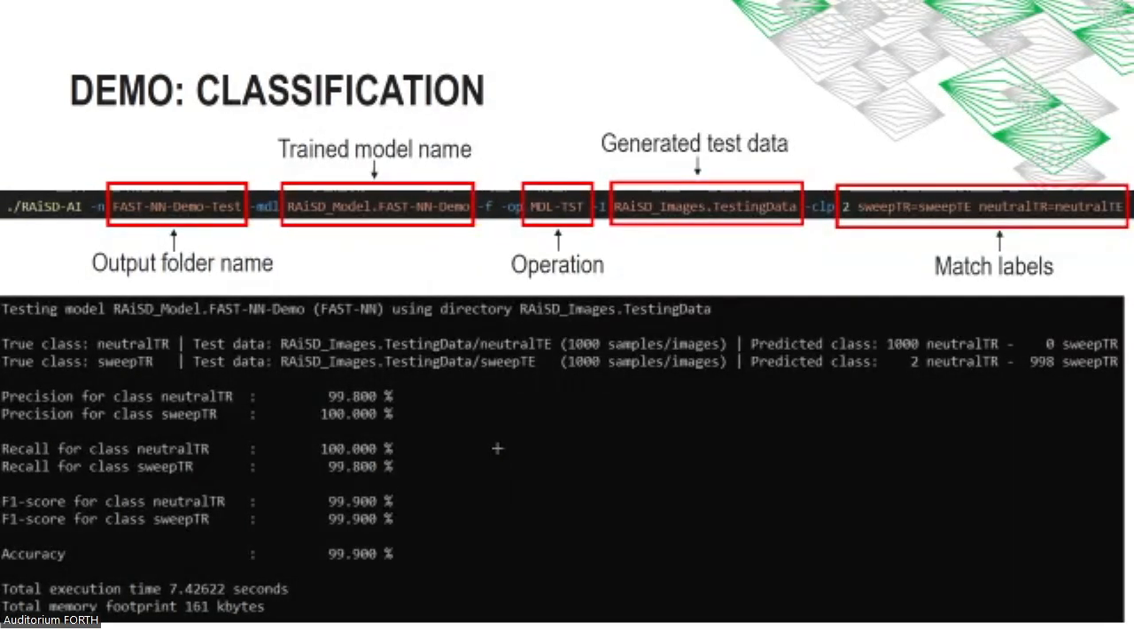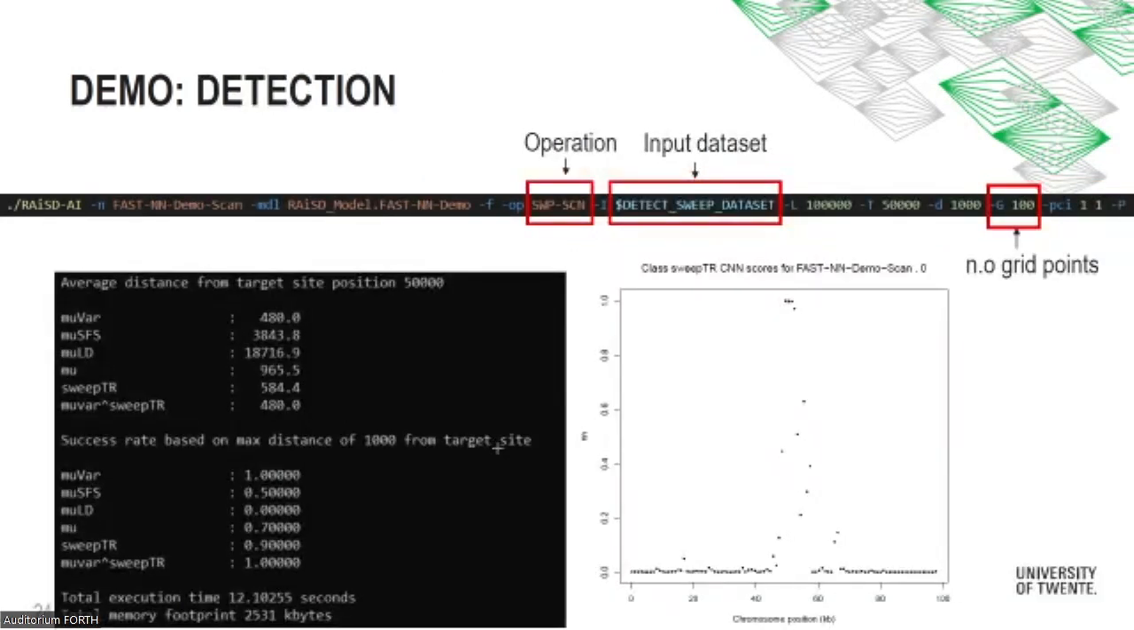And using the trained model, you can test the performance on classification to check that the model trained properly. And finally, you can also use this model then to implement detection, and RAiSD-AI will give you an output such as this, where you can, in this case, see easily where a selective sweep is located in a given data. You can specify the number of grid points that you want to use for more fine-grained or more coarse detection.